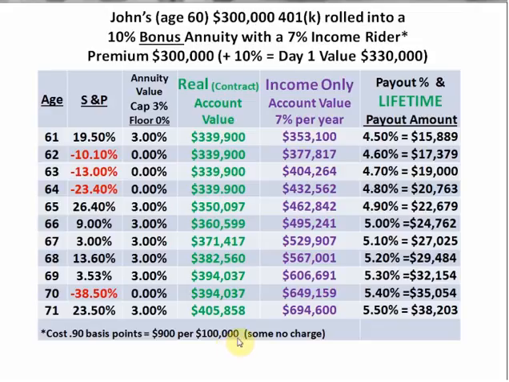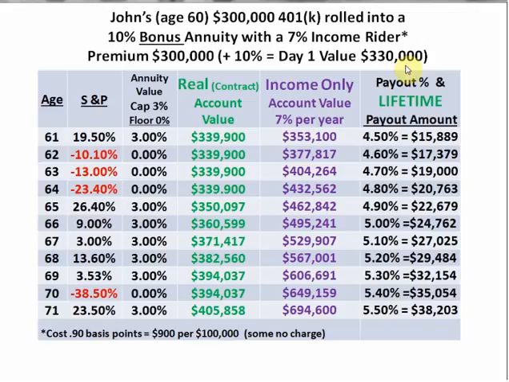So he puts in $300,000. That's his premium. That's what he rolls in from his 401k. He gets a 10% bonus the first day. So day one, his value is $330,000. So if he passed away the next day or a month or 2 months into it, his wife or children would get $330,000.